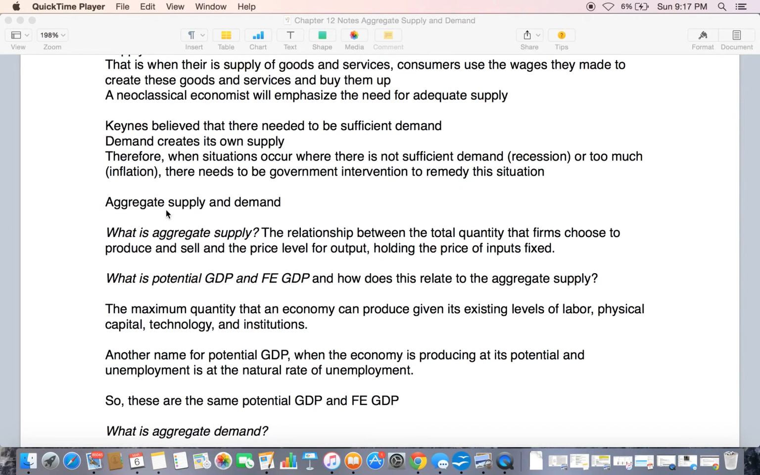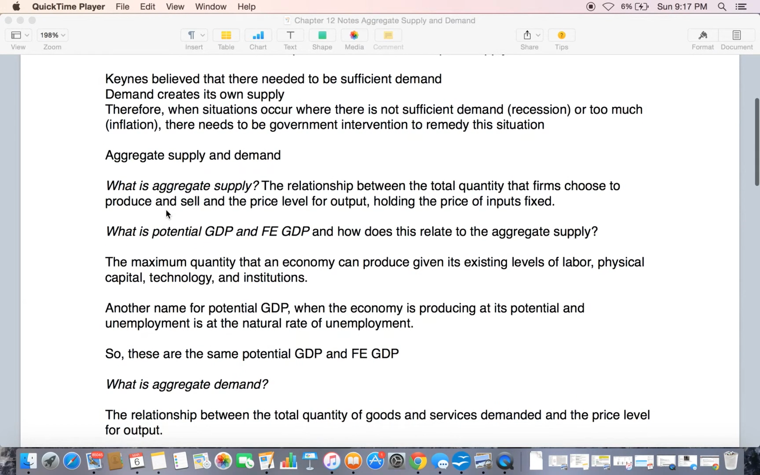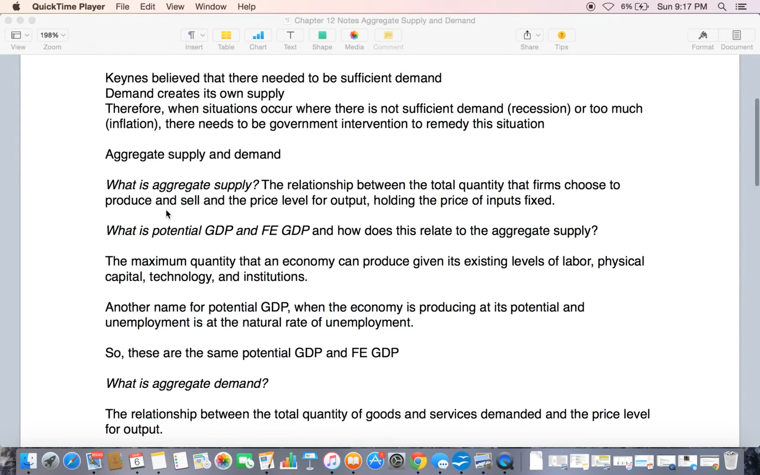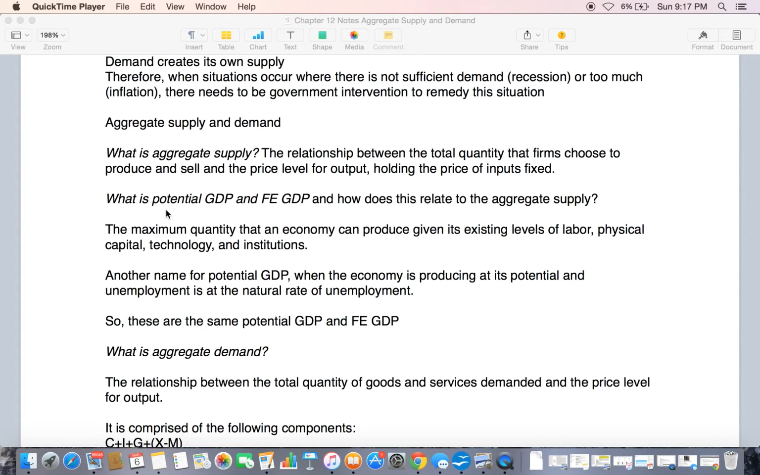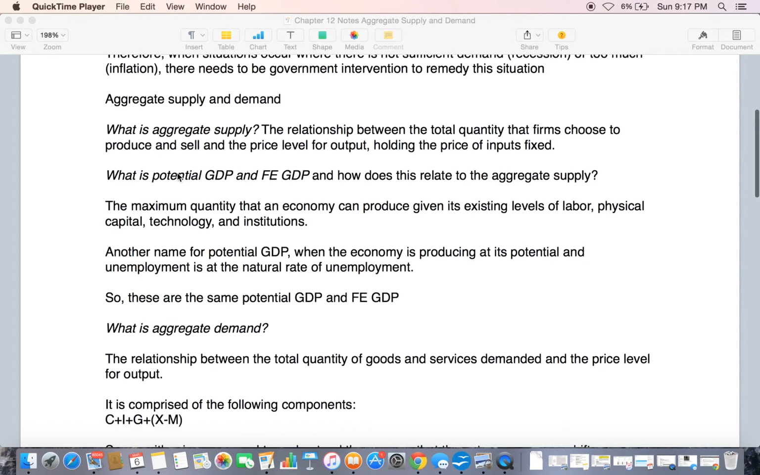And so what is aggregate demand and aggregate supply? Aggregate supply is simply the relationship between the total quantity that firms choose to produce and sell and the price level for output, holding the prices of inputs fixed. So ceteris paribus, the input prices of the goods that go into producing whatever good or service is being produced are not changing. Therefore, there is a positive relationship between the total quantity firms will choose to produce and sell and the price level for output.